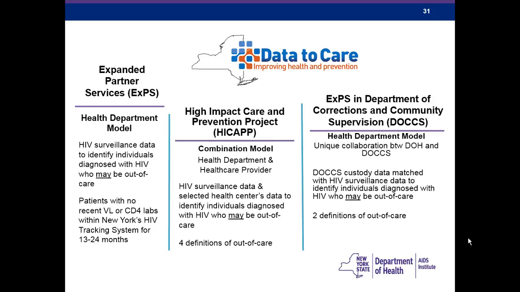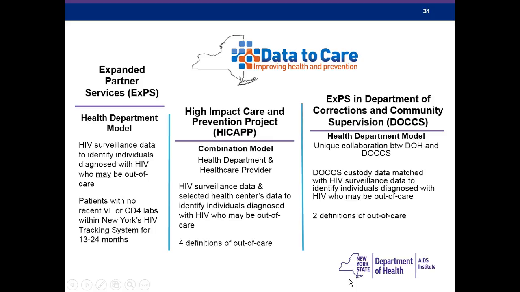A second data to care program that we have is the High Impact Care and Prevention Project, which is funded from the national level by CDC and HRSA through the Partnerships for Care funding stream. It's a 3-year demonstration project, and this is a combination model where we're using both health department surveillance data and healthcare provider data to find those folks who may be out of care. We have 4 definitions that we're running with that initiative. We're looking at people who are out of care with no CD4 or viral load, people who were diagnosed and never linked to care, and then from the health center perspective of 6 health centers who are participating in this demonstration project, we're looking at their medical records and seeing who hasn't come in for an HIV-related medical visit for 9 months, and then those folks who were diagnosed at that health center and never linked to care.